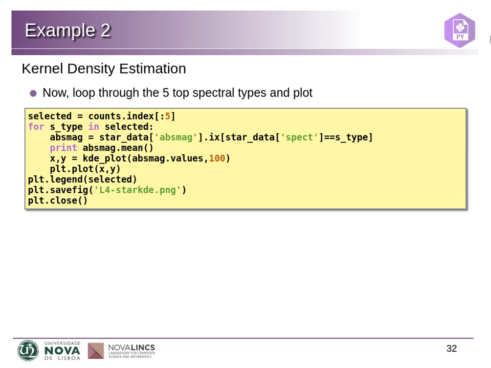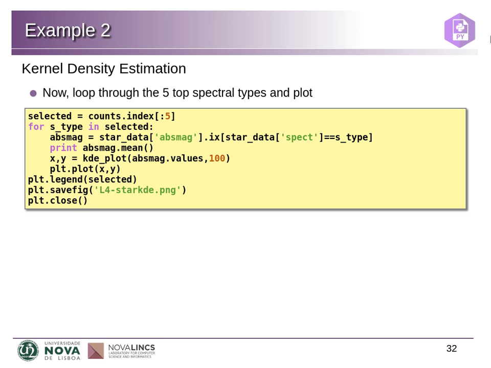So we can loop through all the 5 top spectral types and plot their absolute magnitude distributions using kernel density estimation. So we select the top 5 indexes from our count series. Since that one is ordered by frequency, we get the most common ones. And for each of these spectral types, we're going to select the data from our table. We're going to print the mean there, just to see it on the console. But then we're going to obtain the kernel density estimation with 100 points for the plot, so the plot is smooth. And we're going to plot it on our chart.